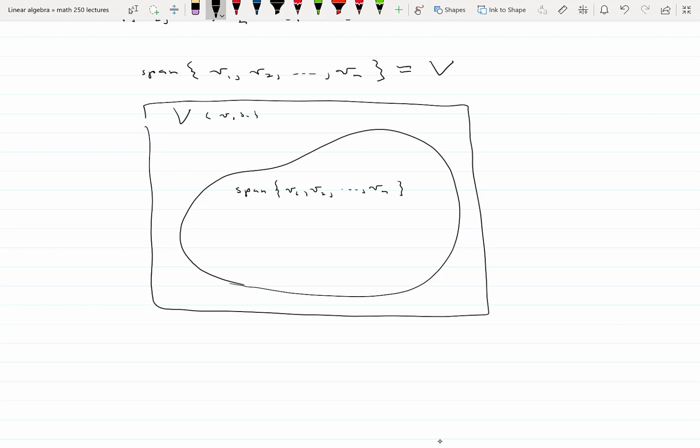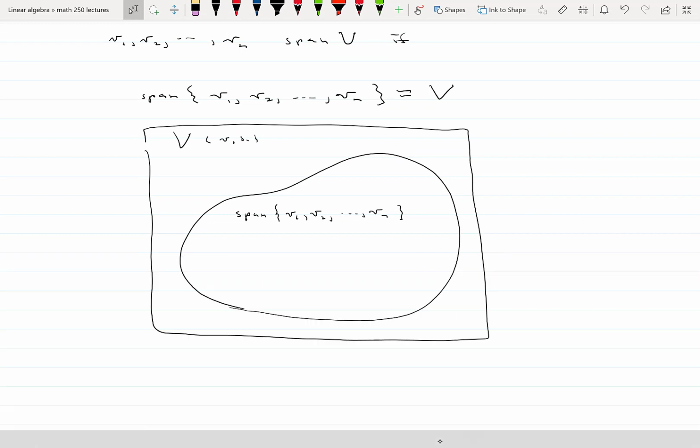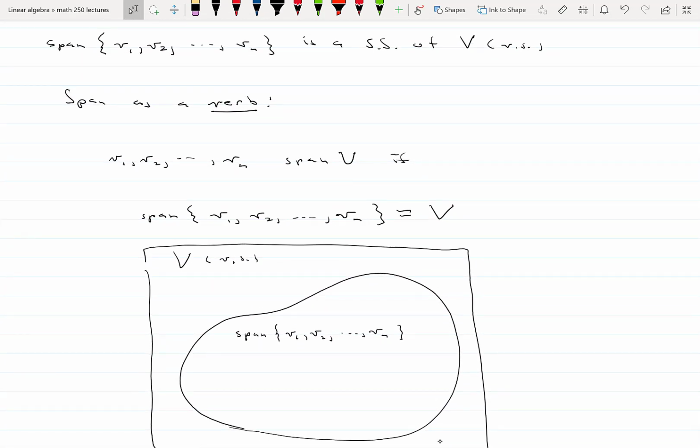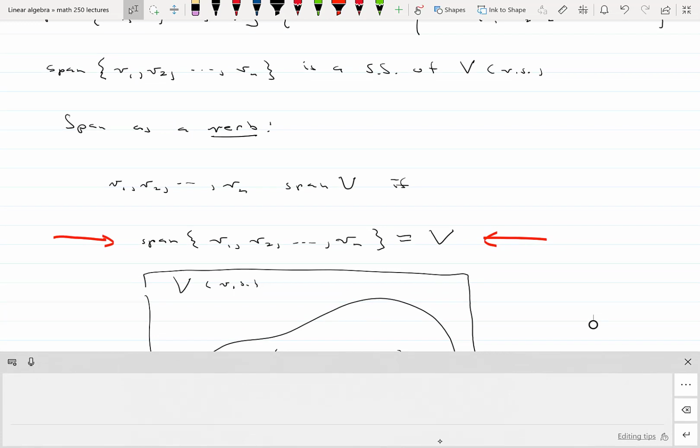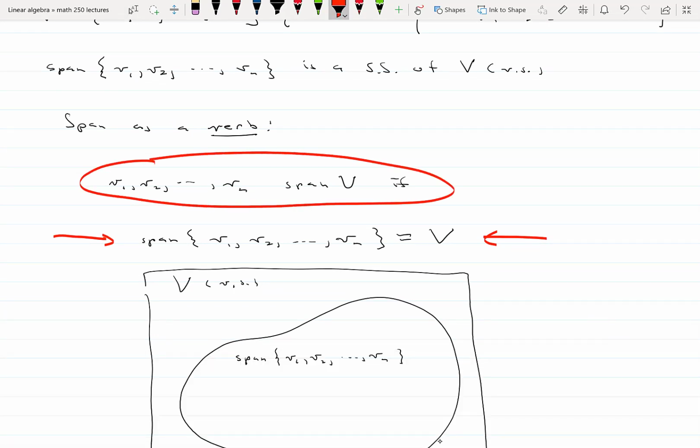But when it does, if the span of those vectors covers the entire vector space, that is, if the span of those vectors equals the entire vector space, then those n vectors are said to span the vector space V. In other words, you can think of it as if the vectors v1 to vn completely cover the vector space V by taking different linear combinations.